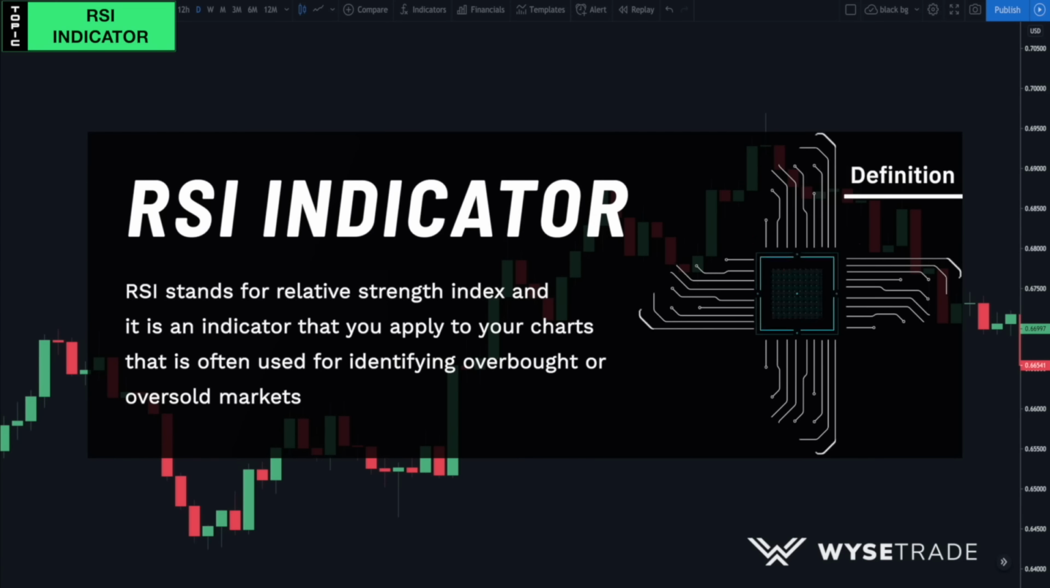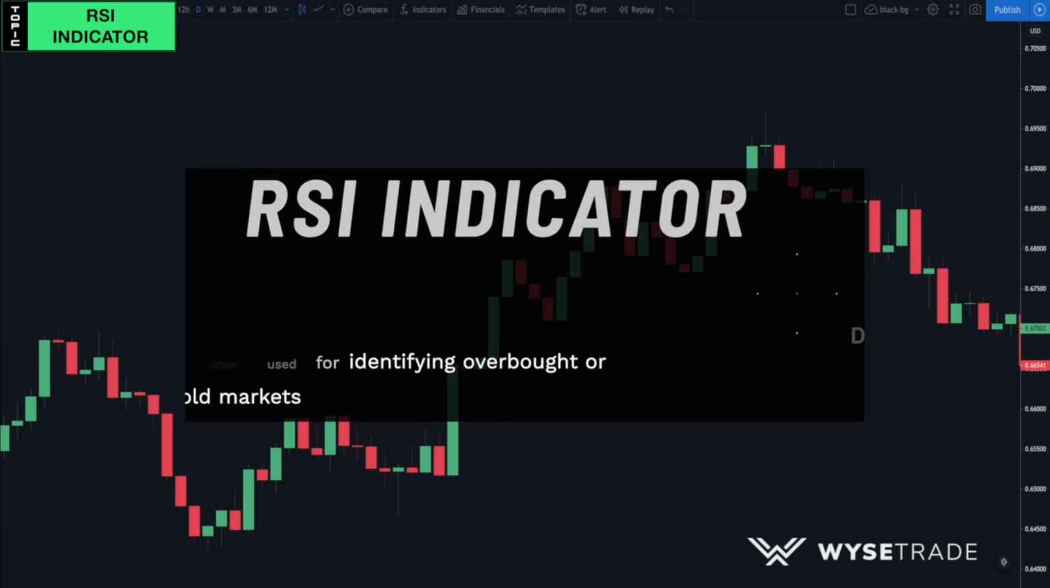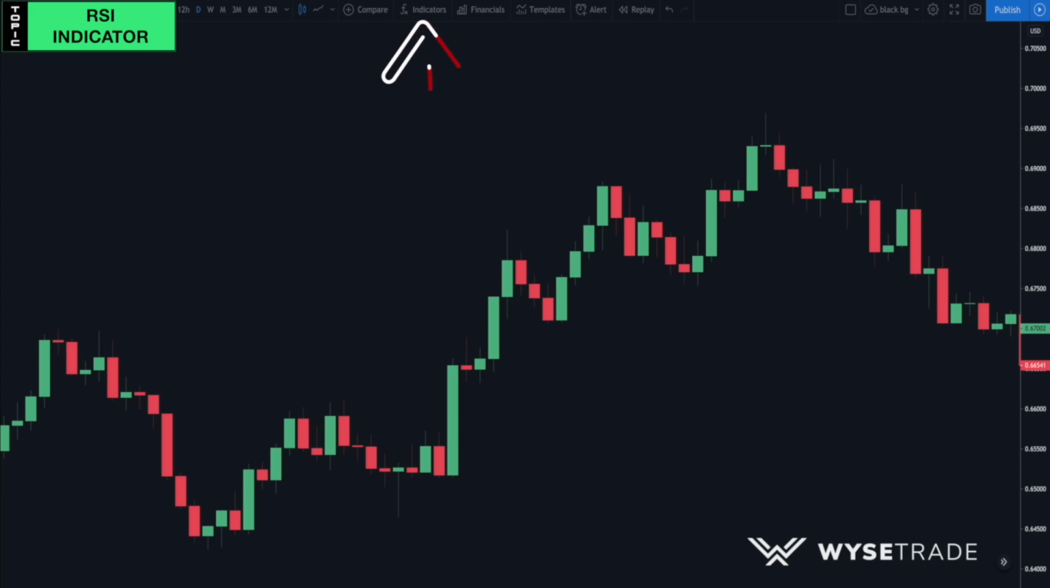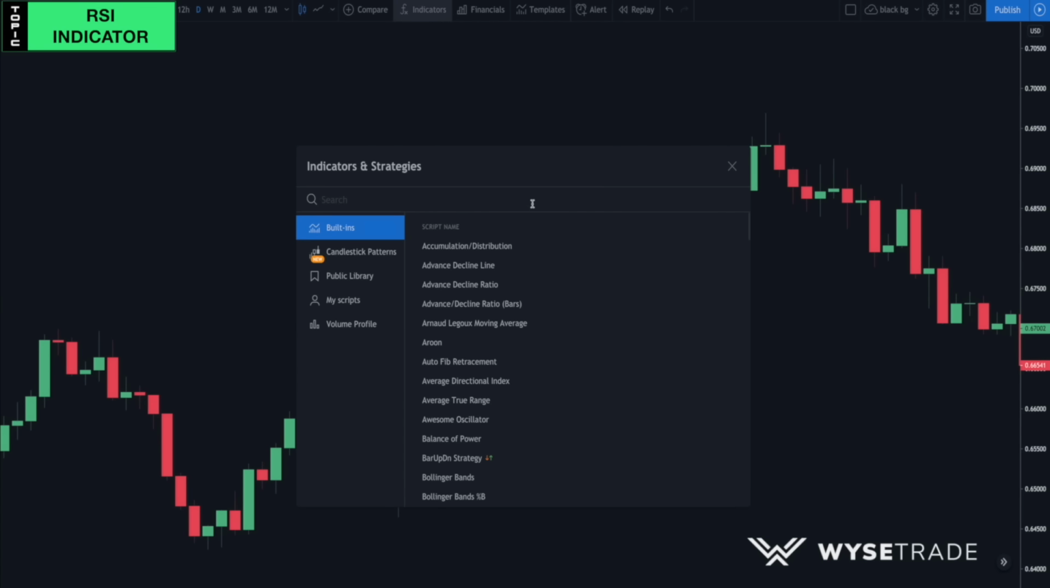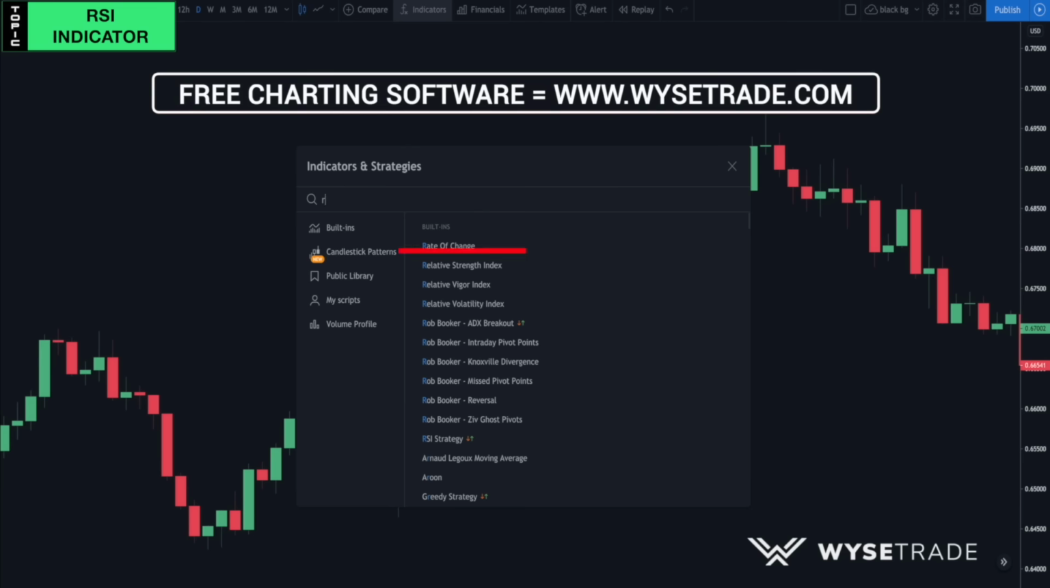RSI stands for Relative Strength Index, and it's an indicator that you apply to your charts that is often used for identifying overbought or oversold markets. So let's apply the RSI to our charts. At the top here, click Indicators. Type in R, and it'll show up right here. Click Relative Strength Index, and then it will be applied to your charts along the bottom.